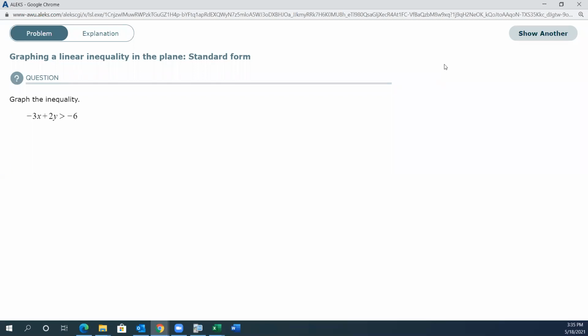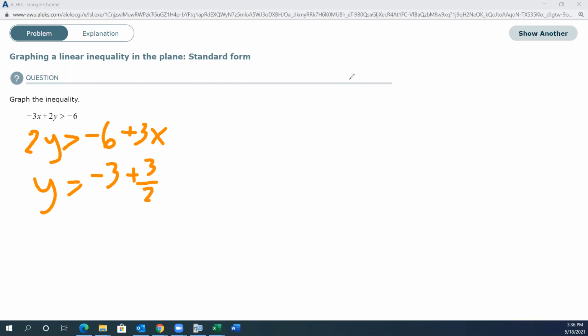Now here's a little bit different one. It's not in slope-intercept form. I know that because y is not by itself. So the first thing I have to do is get it in slope-intercept form. I will add 3x to both sides, and then I'll divide both sides by 2. Now it's in slope-intercept form.